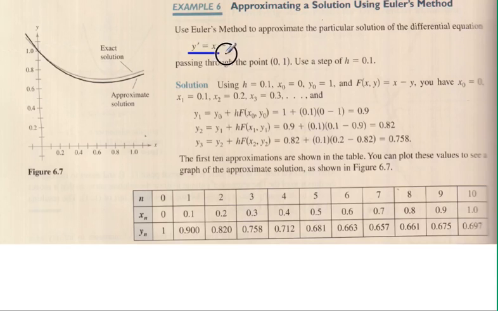So this one says we have a differential equation. Looks like it's in the right form. It's y prime equals some function of x and y. They give us an initial condition, and they tell us the step size. So you might, in the real world, have to pick your own step size based on how good you want your approximation to be. Obviously, smaller steps are going to produce a better approximation.